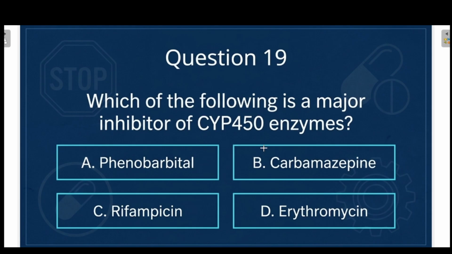Next question, question number 19. Which of the following is a major inhibitor of CYP450 enzymes? Options are: phenobarbital; option B carbamazepine; option C rifampicin; option D erythromycin. So the correct option is option D, erythromycin.